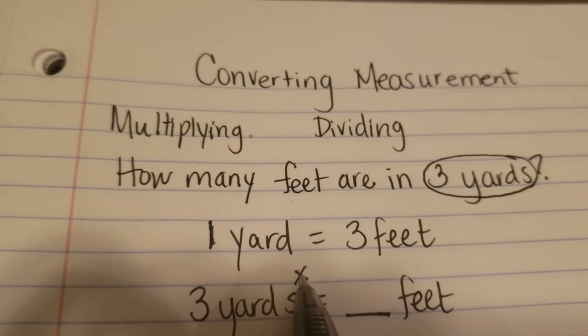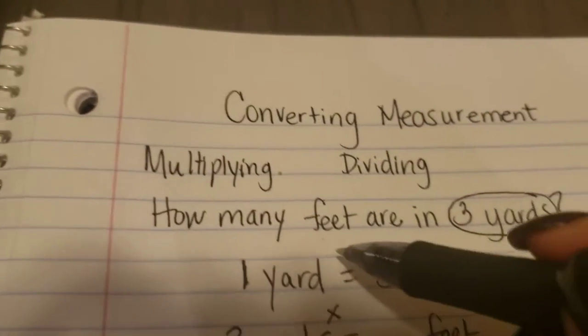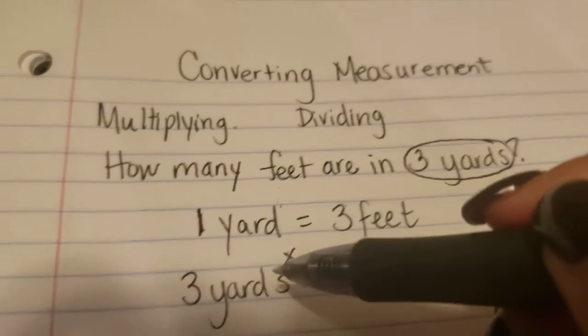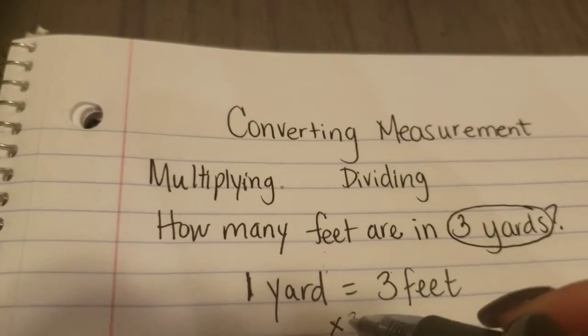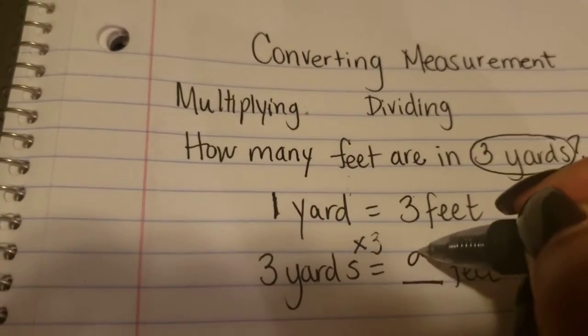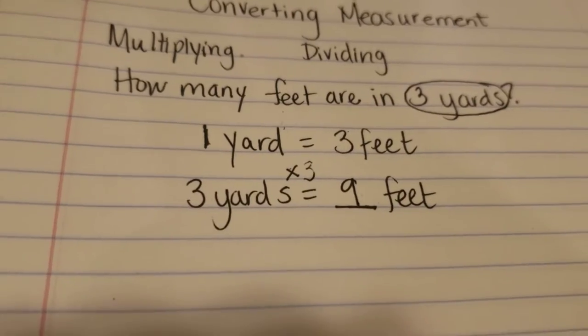Well, what do I multiply by? I don't have to think hard. 1 times what number gives me 3? Well, 1 times 3 equals 3. So I'm going to do 3 times 3. And 3 times 3 is 9. So that means in 3 yards, there's 9 feet.